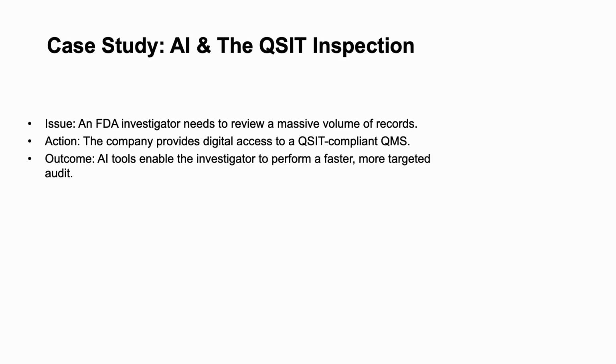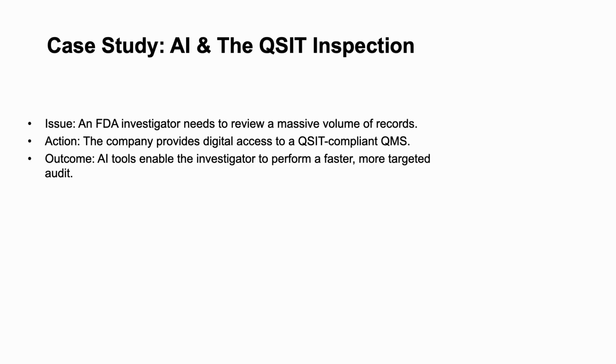However, this company has invested in an advanced, AI-enabled QMS that is fully compliant with QSIT. Instead of providing the investigator with a mountain of paper records, the company grants them secure, digital access to the system. The investigator uses a proprietary AI tool to search and analyze the data. They can ask the system to find all CAPA records related to a specific product line, or to cross-reference customer complaints with production batch data to look for trends. The AI tool can also analyze the text within documents using natural language processing, NLP, to quickly find key terms and phrases. The outcome is a more efficient and effective audit.